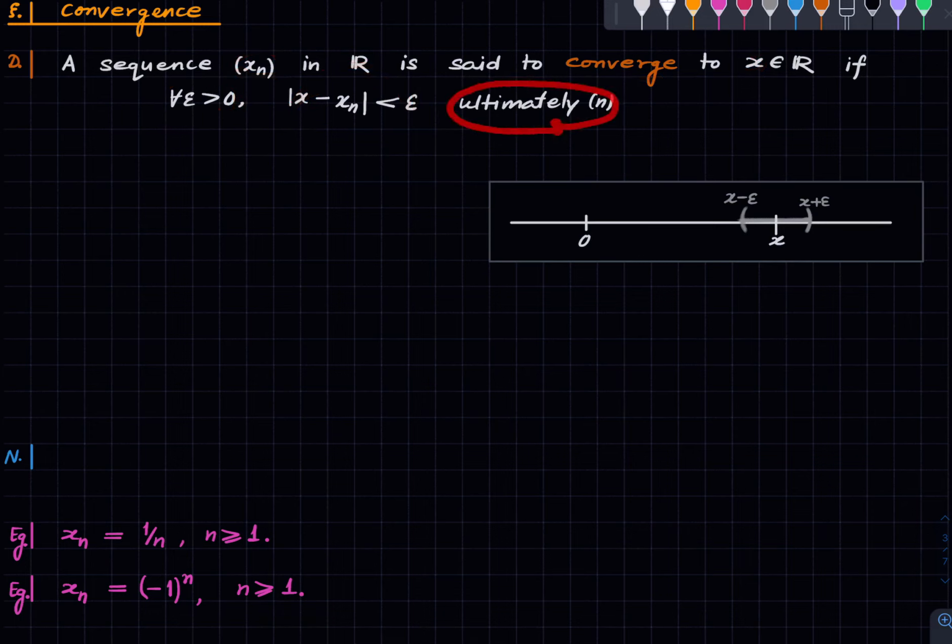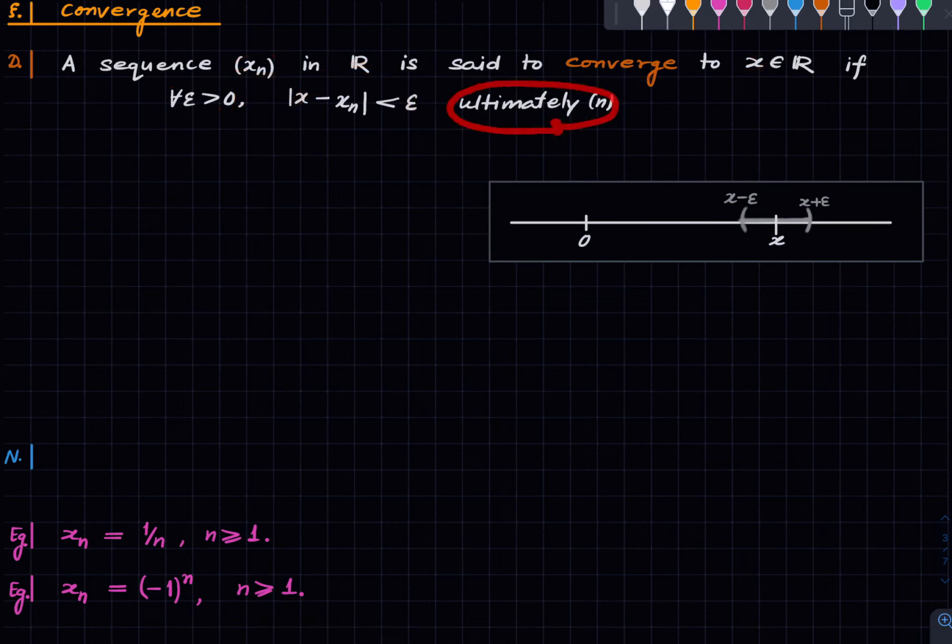So that's what this statement really means, right? After a certain point, all the points of the sequence lie in this interval. Now this point will depend on the value of epsilon. Once you choose an epsilon, this N comes into existence, but this N may be very, very large. That's okay, that's not a problem. So this is the definition of convergence. And we will look at examples, but let's first establish some notation that we will frequently use.